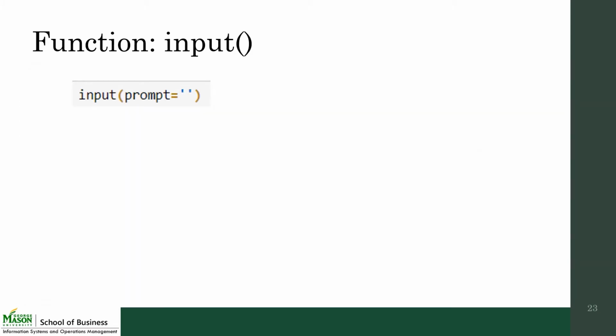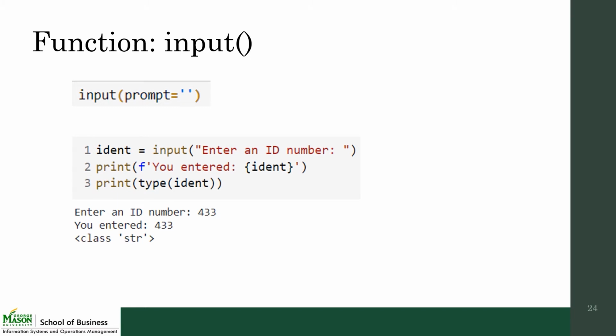The input function is typically used to prompt users for information in a program. This input allows for one line of information and it reads as a string type. The type conversion functions such as float and int can be used depending on what needs to be done with the input provided. In this example, the block of code in lines 1, 2, and 3 is a program that prompts the user for an ID number, then displays the information entered as well as the data type of that variable, which is a string.